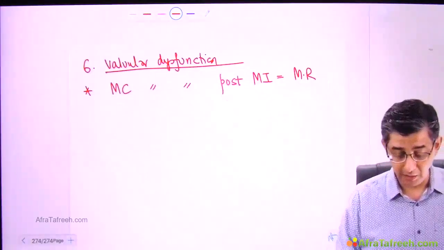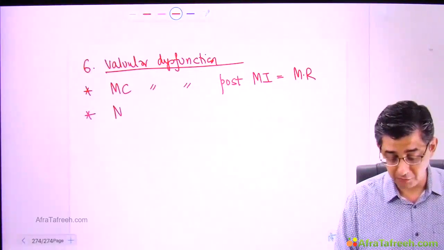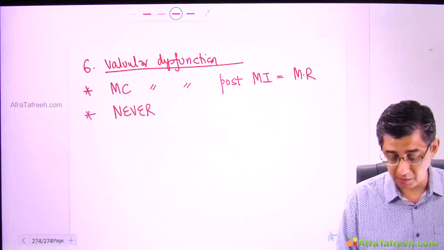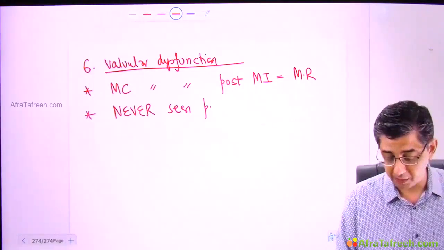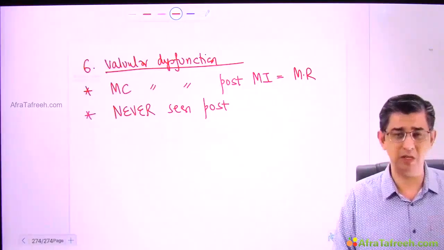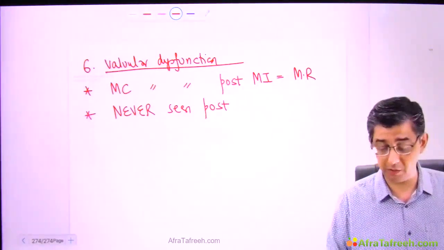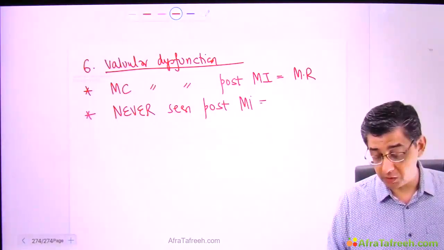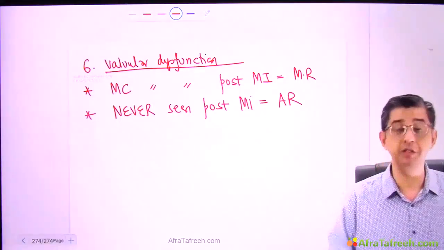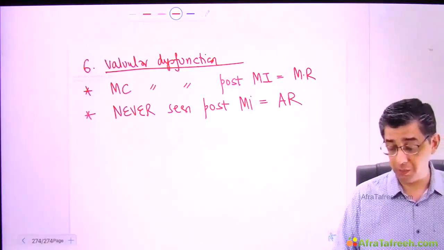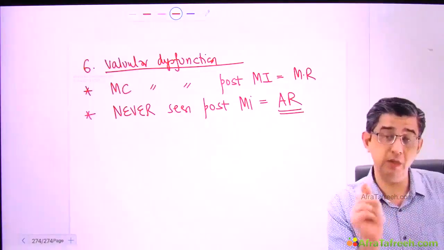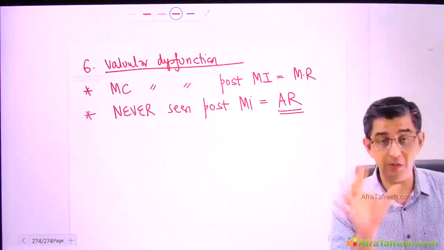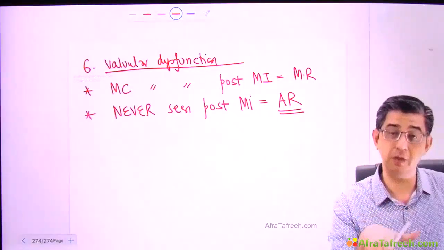And in fact, he can change the question. He can say which valvular dysfunction is never seen post-MI. I repeat the fact once again. Commonest is MR. Why? Because the mitral valve operates at the highest hemodynamic stress. But which is never seen post myocardial infarction? Then the answer should be given as aortic regurgitation. Why is that so? The logic behind that is that the aortic valve blood supply comes directly from the aorta.